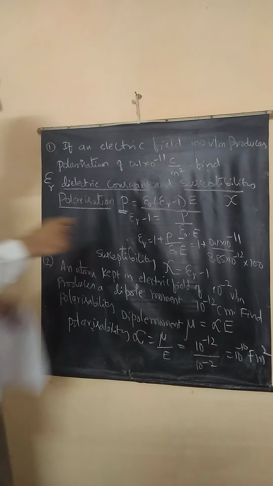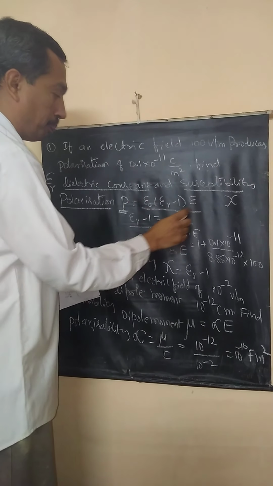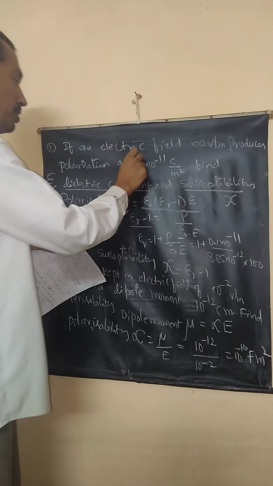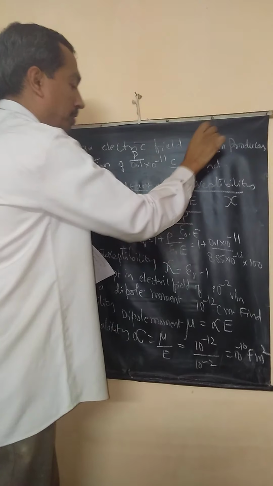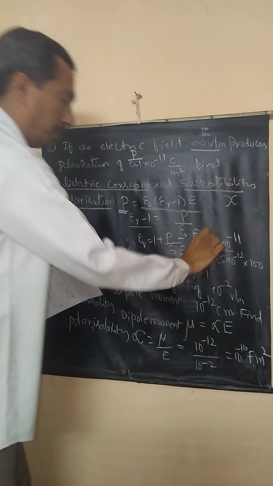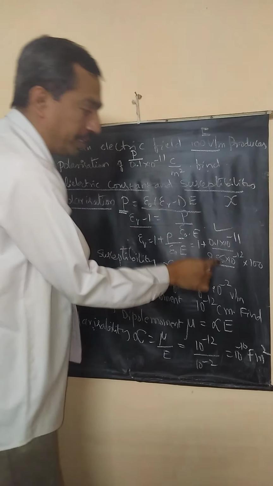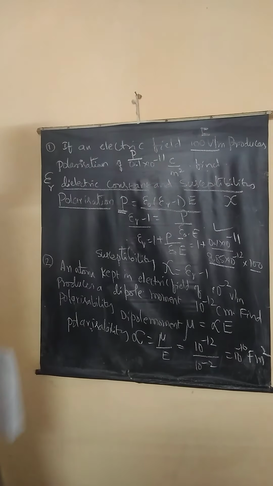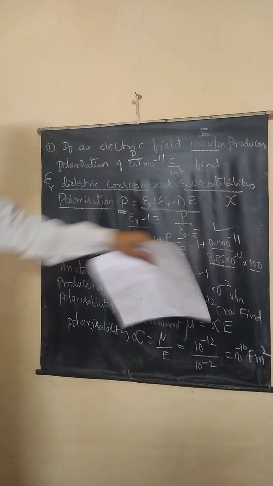Okay? So now rearrange this expression. Epsilon r minus 1 is equal to P by epsilon naught E. P is given. This is P, this is the electric field. Substitute here. P is 0.1 into 10 power minus 11, epsilon naught is 8.85 into 10 power minus 12, and the electric field. So polarization we get, and epsilon r we get.